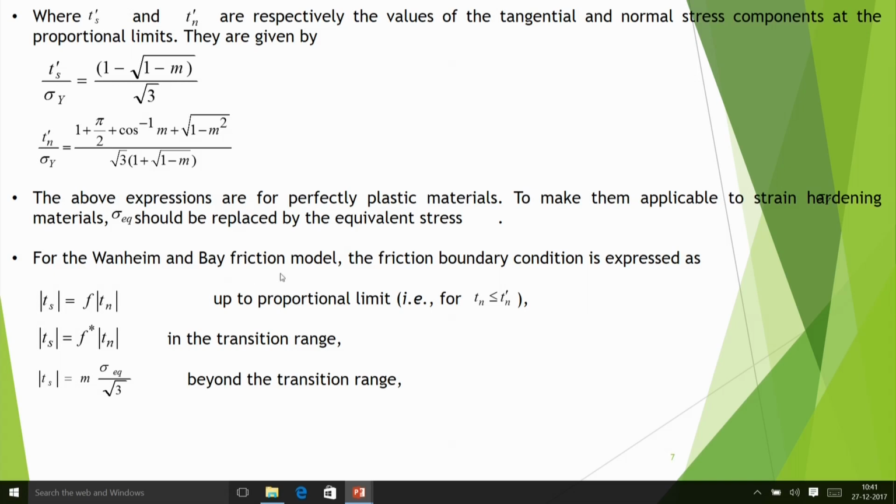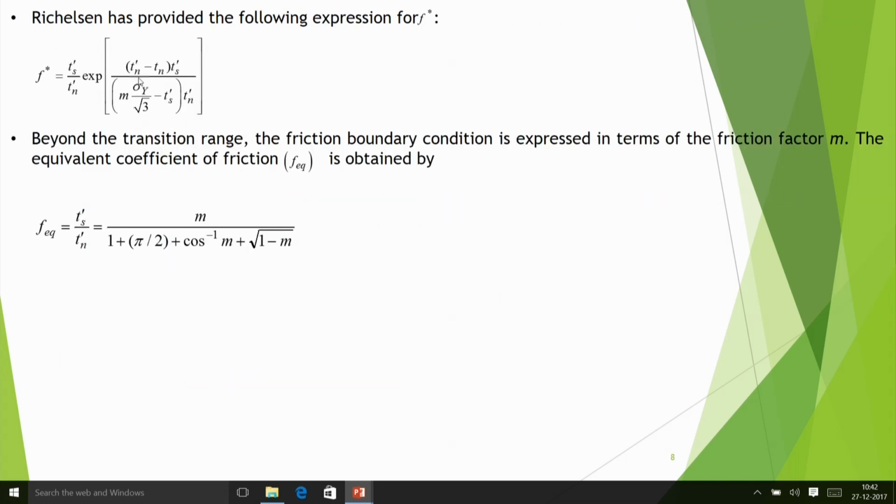So, for the Wanheim and Bay friction model, the friction boundary conditions are T s is equal to f T n up to the proportionality limit, that is if T n is less than some threshold value T n prime, and T s is equal to f star T n for the transition region, where f star is now not a constant, and T s is equal to m sigma eq by root 3 beyond the transition region. f star can be expressed in this manner, f star is equal to this.